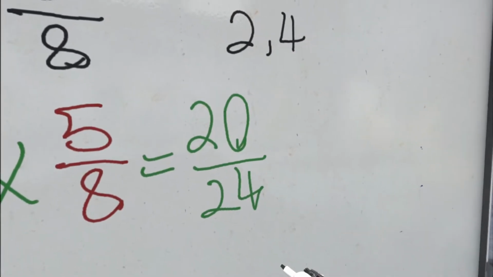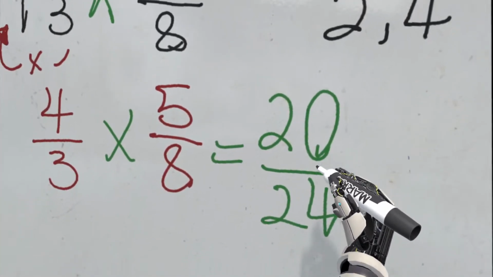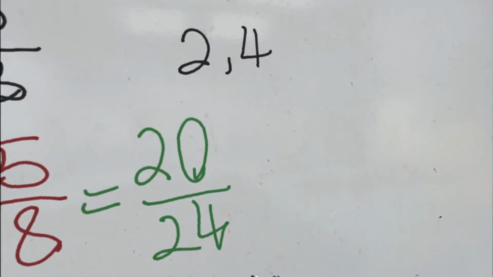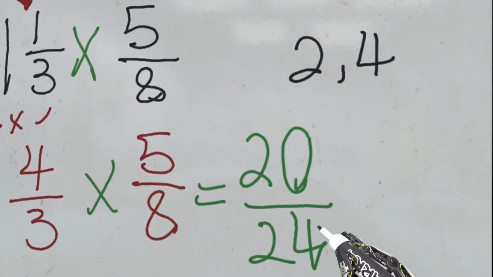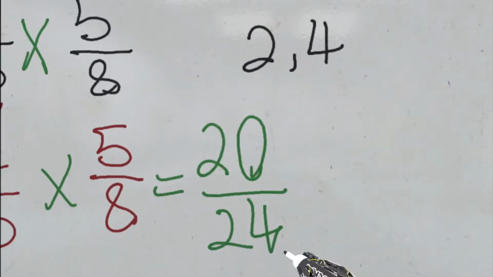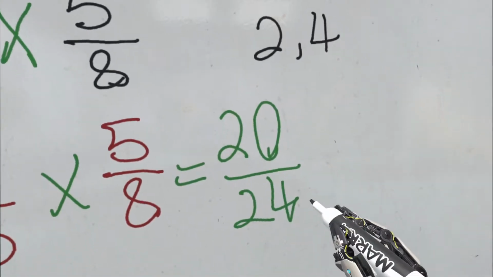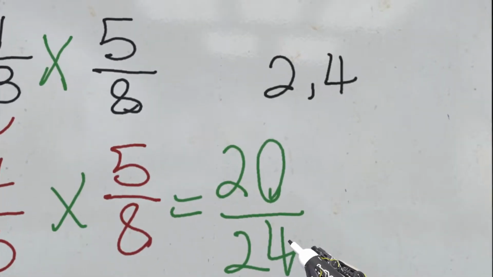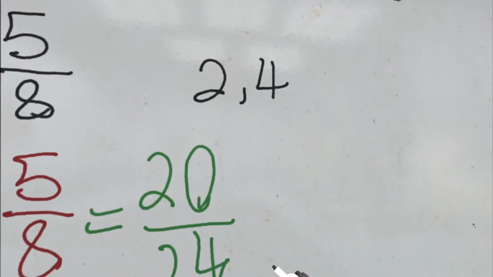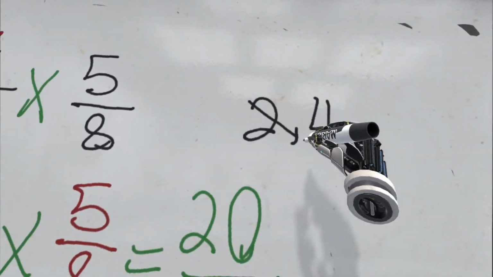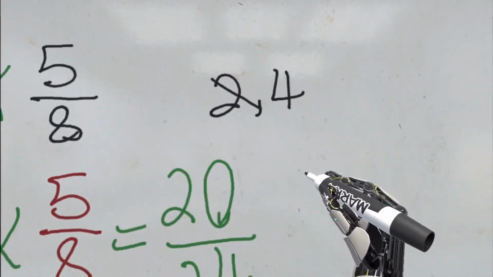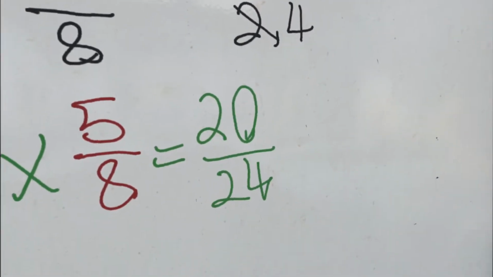What about 5? 5 works with 20, but not 24. 6? Nope, doesn't work for either one. No, actually, it does work for 24. 7 doesn't work with either one. All right. 8 works with 24, but not 20. 9 doesn't work for either one. So we find our biggest one between 2 and 4 is 4.